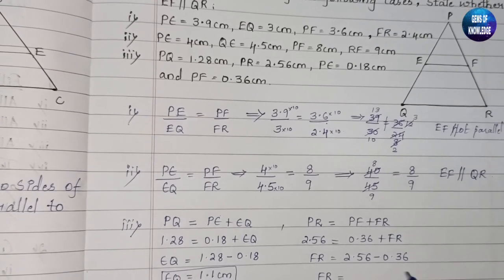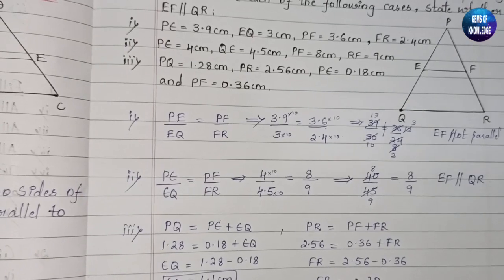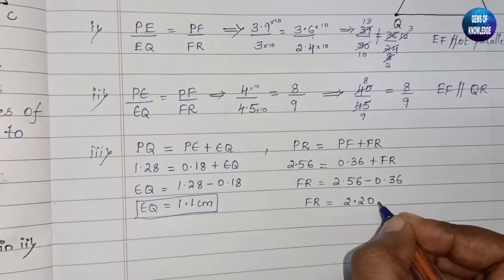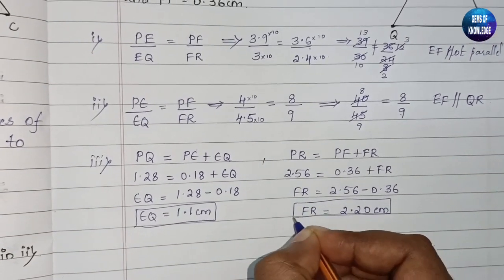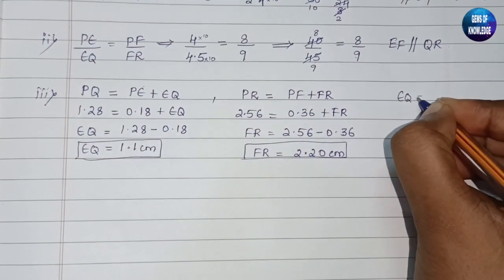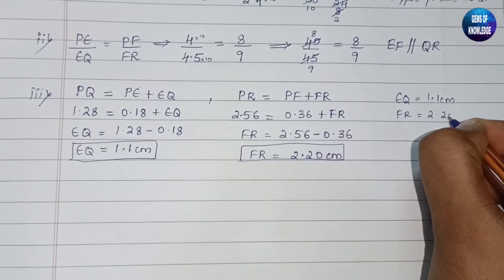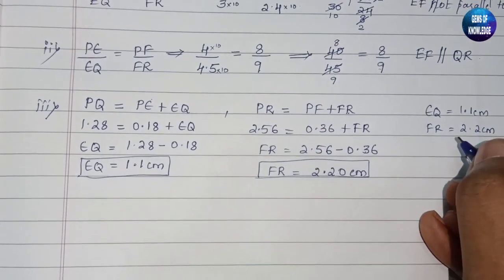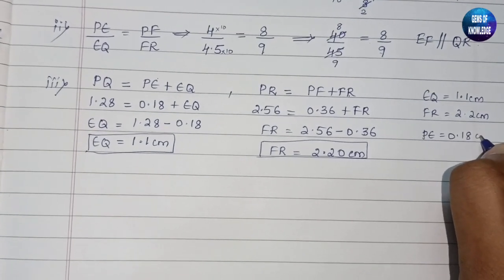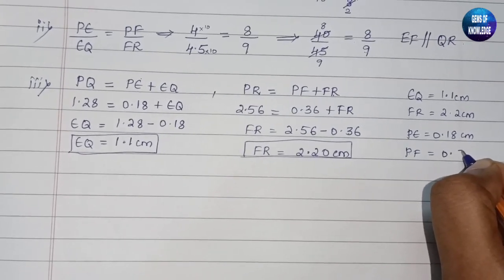That is, FR will be equal to, if you subtract, 6 minus 6 is 0, 5 minus 3 is 2, and 2 minus 0 is 2 itself. So you are getting 2.20 centimeter. So now you got the values: EQ is equal to 1.1 centimeter, FR is equal to 2.2 centimeter. And they have given us PE, which is 0.18 centimeter, and PF, which is 0.36 centimeter.